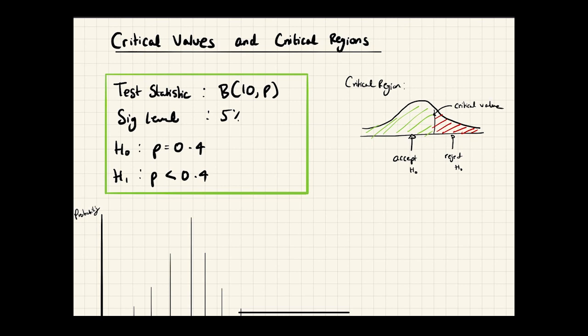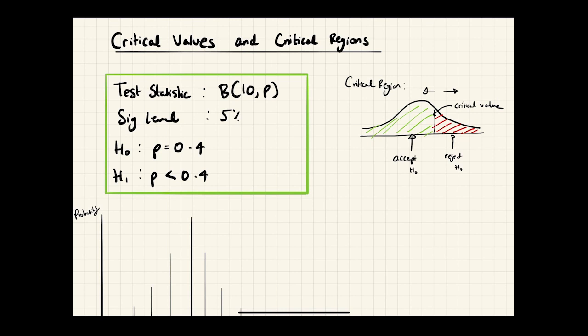That's the critical value. And it's useful to know because if you fell on the right side of that critical value, you reject H0. Whereas if you fell on this side of the critical value, then you would accept H0. So that's kind of the idea of what the critical region is. So yeah, basically that's the gist of the critical region.